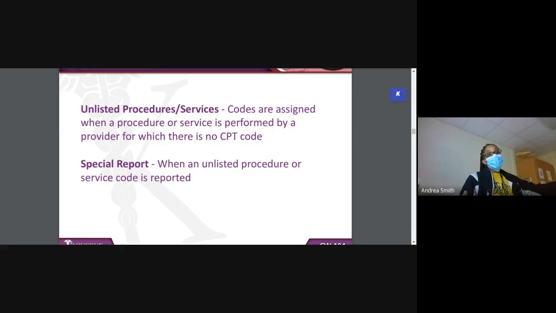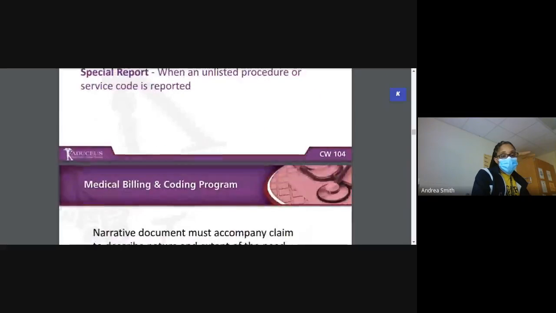We would submit that 5-digit 9 code, and on top of that, we would submit a special report saying why we used it. Now, are we going to get paid? Probably not. But for documentation purposes, you can definitely send it in. They may or may not, but most of the time they're not paid for it.